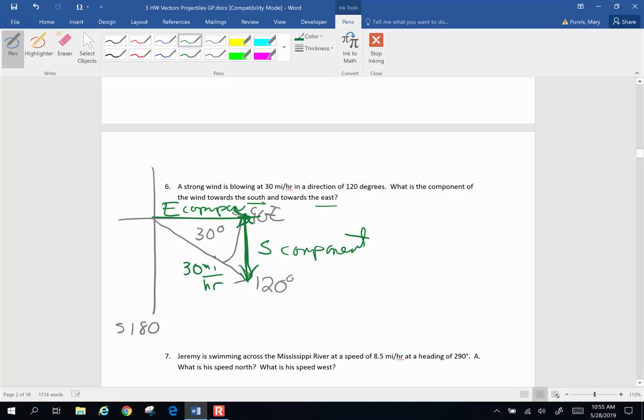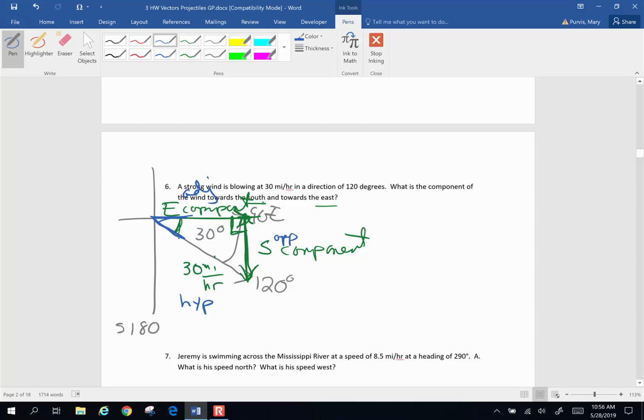Now I have a right triangle. I know the hypotenuse is 30. I know this angle is 30, and I have to find these sides. Well, the 30 miles per hour is my hypotenuse. The side next to my 30 degree angle is my adjacent, and the side opposite my 30 degree angle is my opposite.